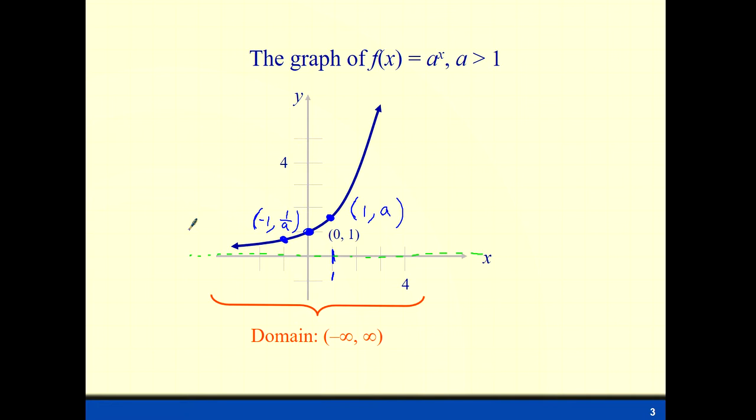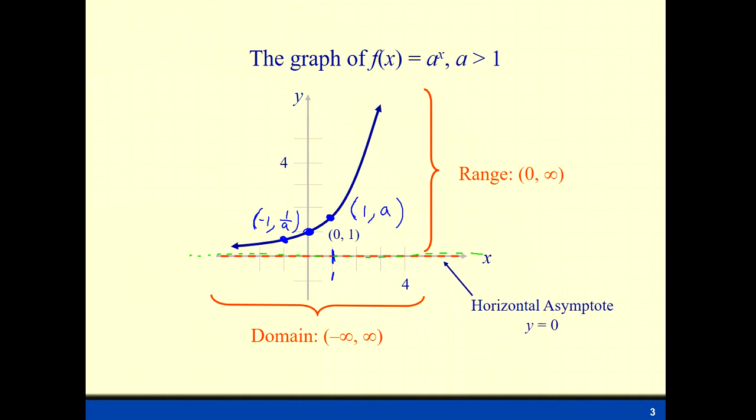Now the domain for the exponential is from negative infinity to infinity. It's all real numbers. The range is going to be from 0 to positive infinity. Now this is the parent function. This is without any kind of transformations. And there's my horizontal asymptote at y equals 0. So these are the key features of any exponential function.